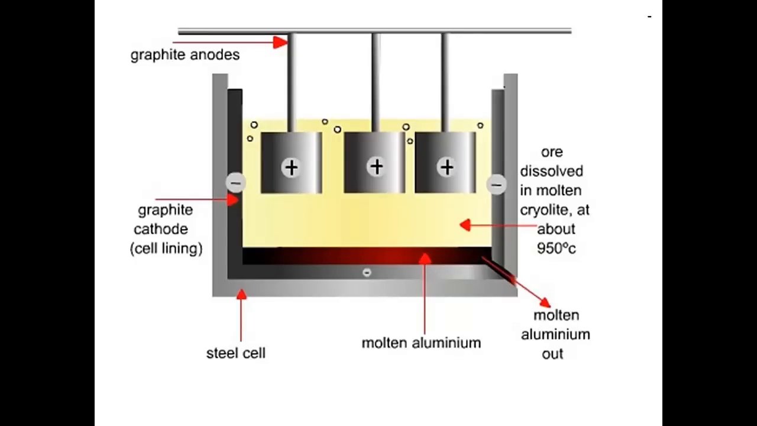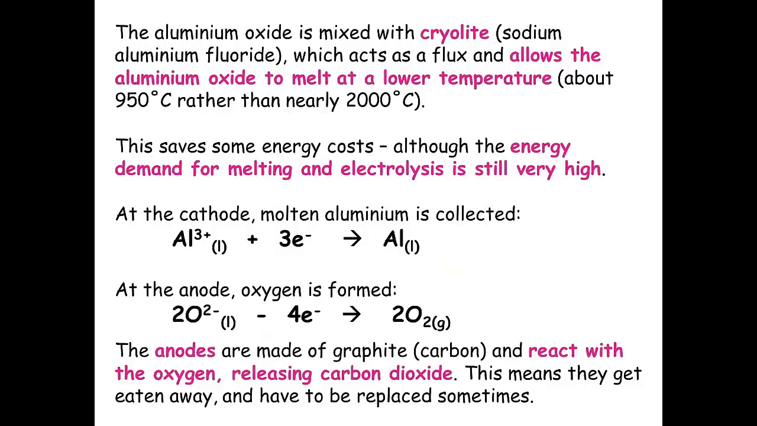The aluminium oxide is mixed with cryolite. This acts as a solvent which allows the aluminium oxide to dissolve and also lowers the operating temperature of the electrolysis. This means that there are huge energy savings by having the process run at roughly 950 degrees Celsius rather than at 2000 degrees Celsius.